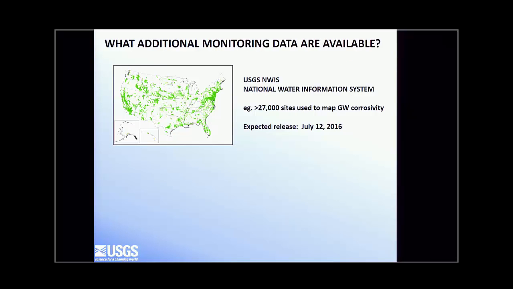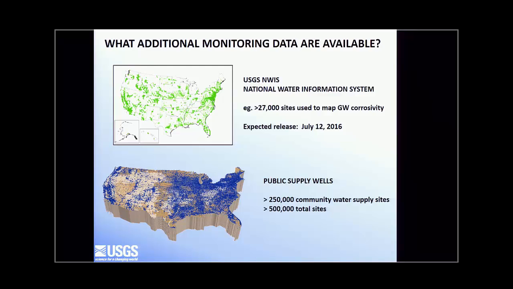Well, those aren't the only data that we have available. These are data collected by the USGS. A lot of ancillary information is collected. A lot of water quality constituents are collected. Age tracers are collected, all expensive. But there's also the National Water Information System data set that the USGS maintains. We've recently put together 27,000 sites, and we've mapped potential groundwater corrosivity. That work will be published on July 12th. In addition to those 27,000 data points that we have available, there are 250,000 community water supply wells in the United States that are required on the average to sample every 3 years or so. But there are more than 500,000 sites in that data set. We're systematically working with the states to assemble these data up.